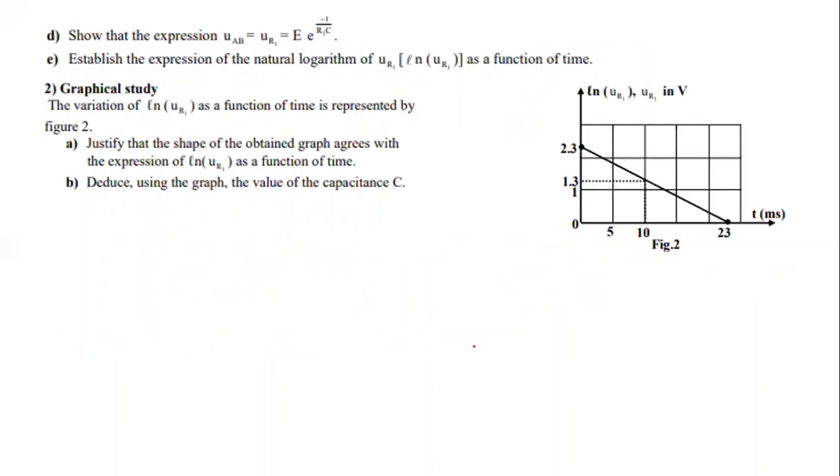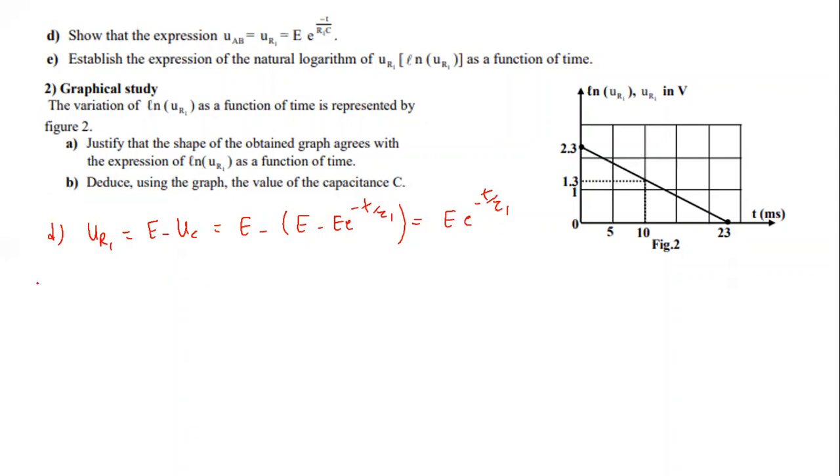Show that the expression UAB equals UR1 is of this form. Now we find the expression for UR1. We can use the law of addition, or we can use R times I. But since we don't have I, what we can do is UR1 equals E minus UC. So E minus UC, and UC here is E times (1 minus e to the minus t over tau 1). So it will be equal to E minus E plus E e to the minus t over tau 1.